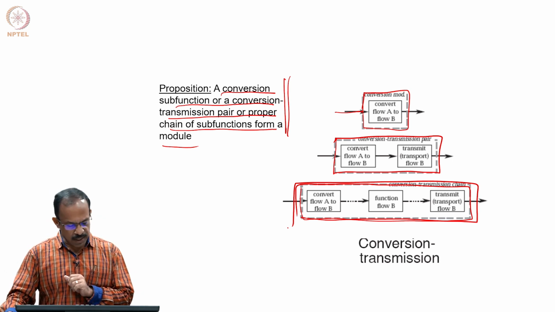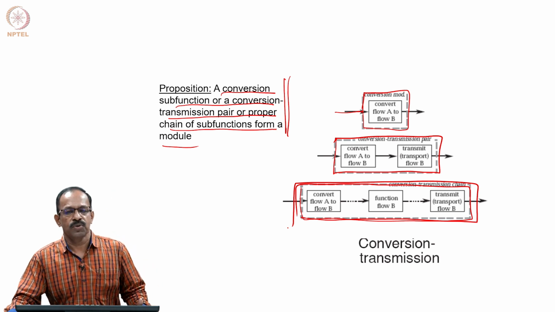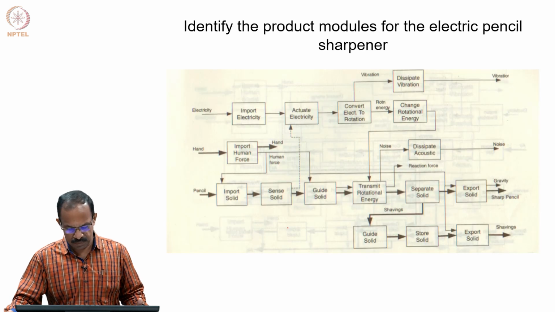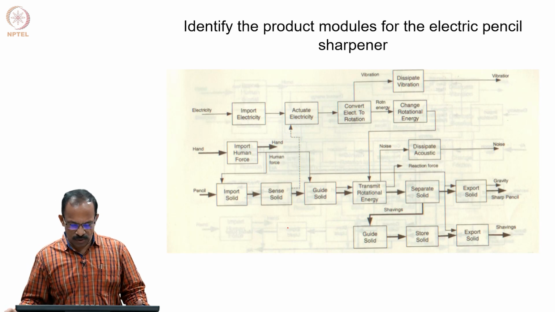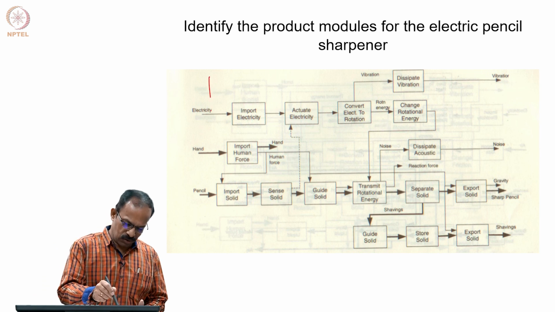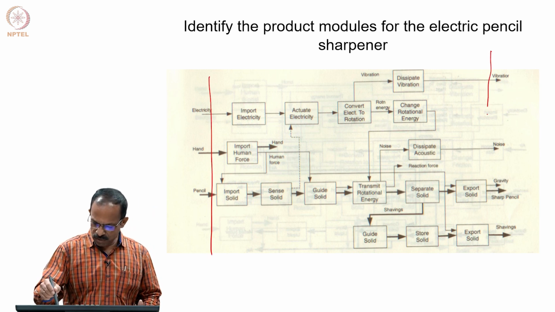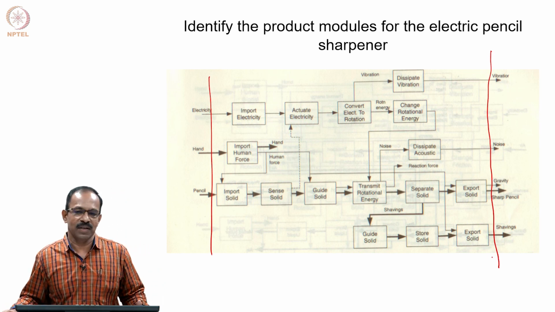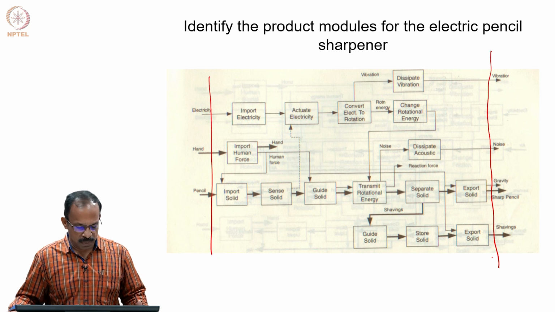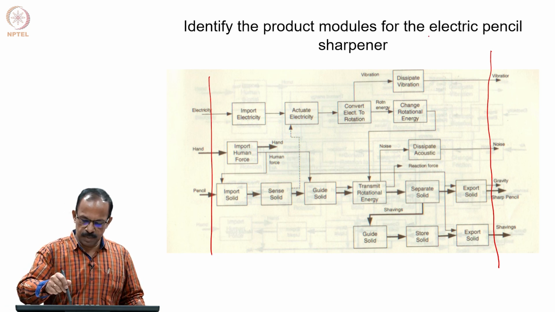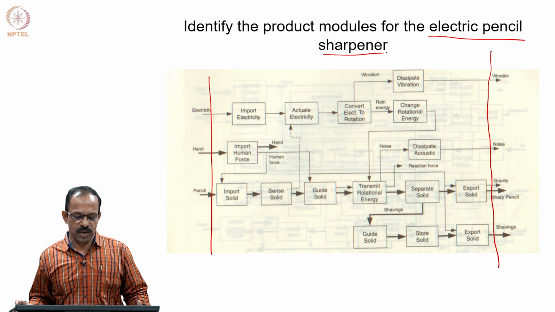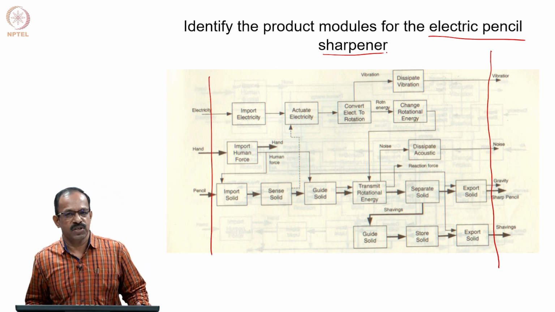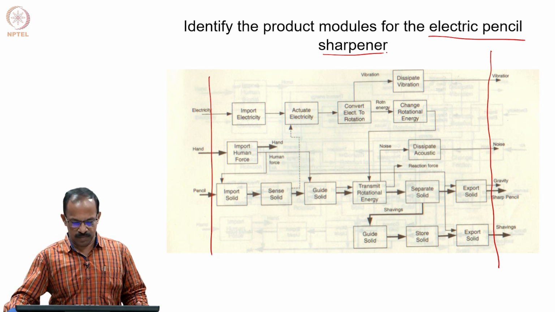So we will look at some examples to see how this can be implemented in a practical case. This is an example we already saw earlier using the first method, where we tried to combine the functions which have something in common. This is an electric pencil sharpener. Now we can look at whether there is a dominant flow, branching flow or conversion transmission.